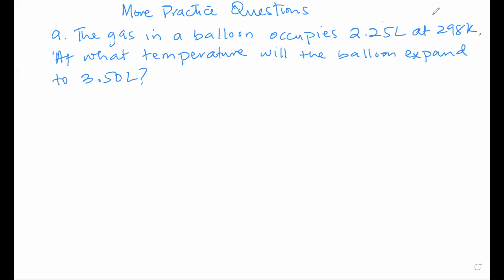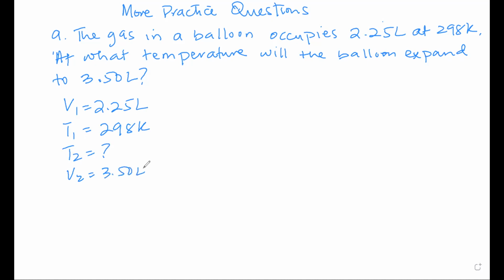Let's try the first one. The gas in a balloon occupies 2.25 liters at 298 Kelvin. At what temperature will the balloon expand to 3.50 liters? We know the initial volume is 2.25 liters and the initial temperature is 298 Kelvin. At what temperature, that's the final temperature, will the balloon expand to a final volume of 3.50 liters?